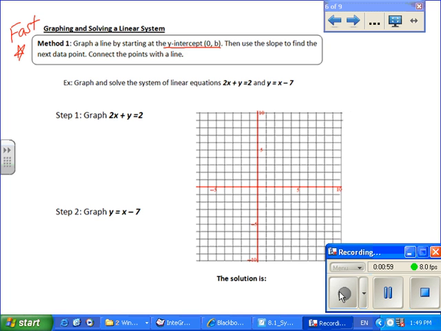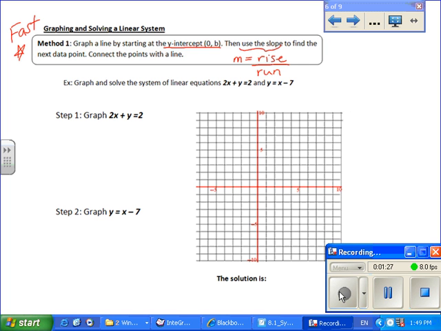And then we use the slope. Remember that your slope tells you your rise over your run. So we use that slope to find the next point on the line and the next point and the next point. And once we get 3 or 4 points, we can connect those points with a line. And there's our graph, our line. So this is a fast method to graph a line. And all we're going to do here is graph two different lines and look for where they cross.